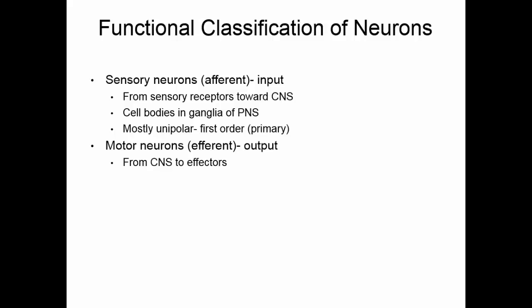Motor neurons or efferent neurons are output neurons. They carry information from the central nervous system to the effectors. Their cell bodies remain inside the central nervous system in the somatic system. In the autonomic nervous system, it's a little more complicated. Mostly, these are multipolar neurons.